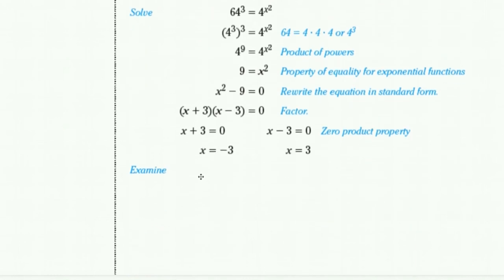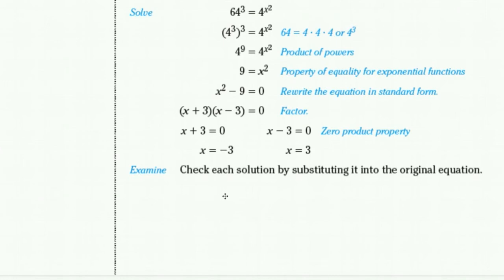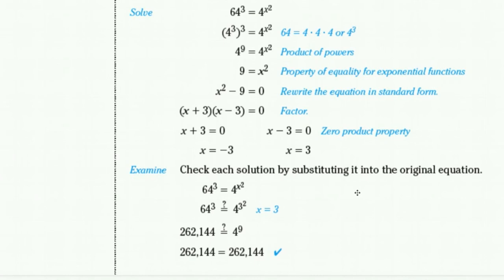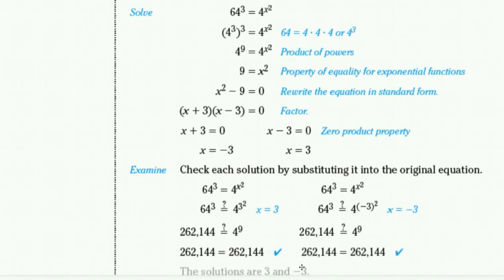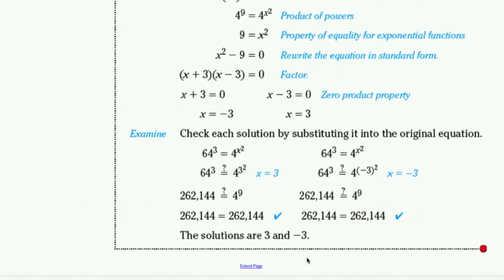And if we check our answer and substitute it into the original equation, 64 cubed equals 4 to the x squared, let's substitute 3 for now, and then we'll do negative 3 on the other side. So is 64 cubed equal to 4 cubed raised to the second power, or is it equal to 4 to the ninth power? 64 cubed is 262,144, and 4 to the ninth is the same number. Using negative 3, we end up with the same answer. Therefore, solutions 3 and negative 3 are correct. Okay?